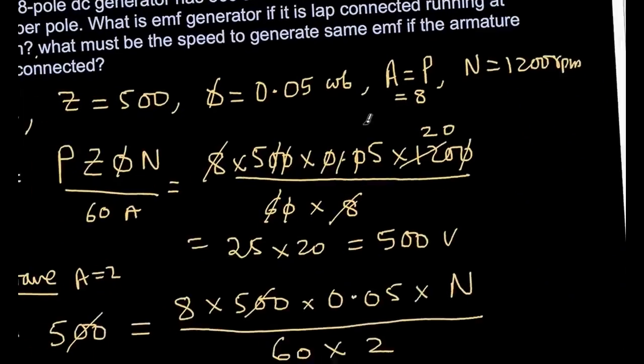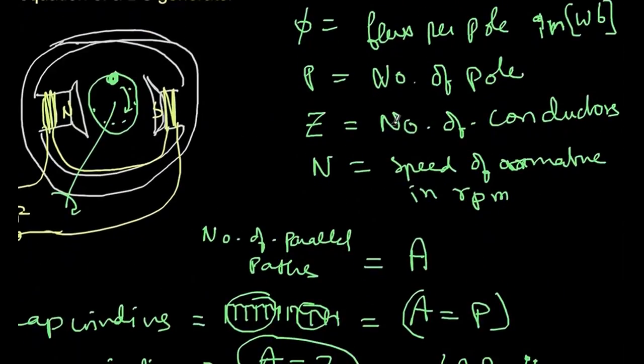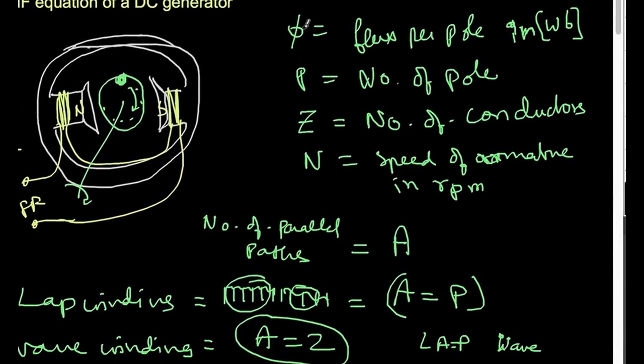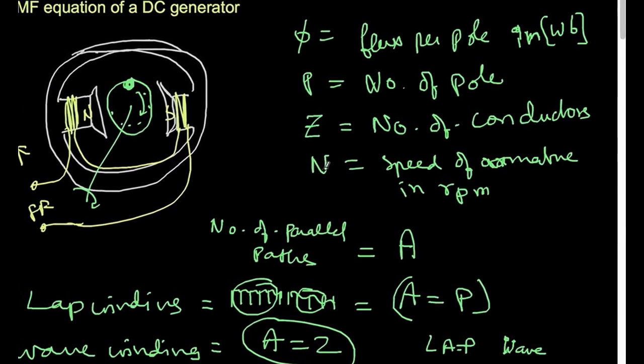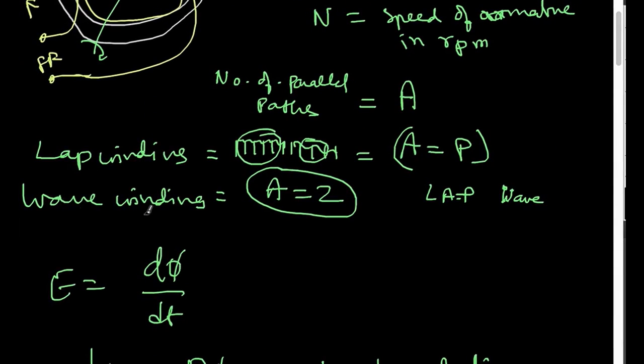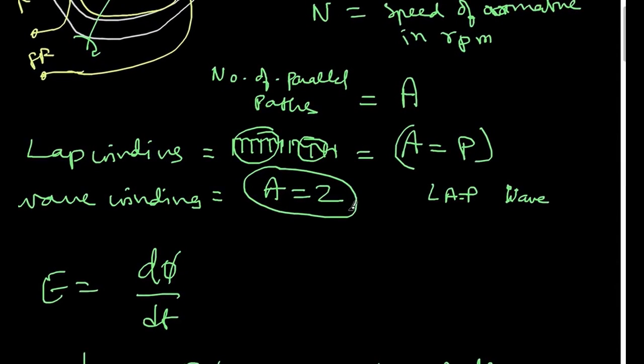And finally, coming to the EMF equation. So this is a brief explanation of how the DC generator works and generates EMF. And I have denoted flux phi, P, Z and N. And then we have not done much discussion about lap winding and wave winding, except remember that in lap winding A equals P, parallel paths equal to P. And how to remember? Because in the name itself, LAP, it is there. And coming to wave winding, the parallel paths will be 2.